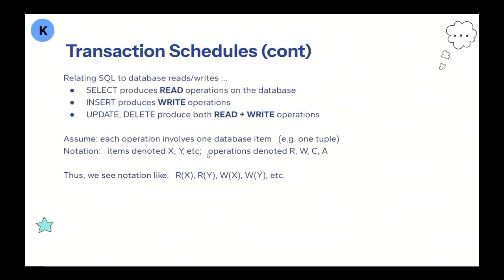And here, let's assume each operation involves only one tuple. Let's use these notations. Let's denote the items as x, y, etc., and operations as read, write, commit, abort. So let's use R and W to represent read and write operations. This one here means read a tuple x. This one means read a tuple y. This one means write to tuple x. This one means write to tuple y. So here are the notations we will be using.